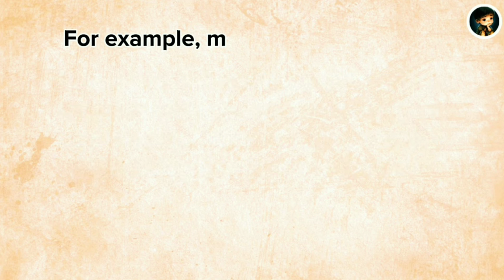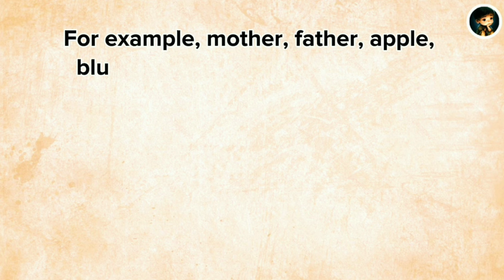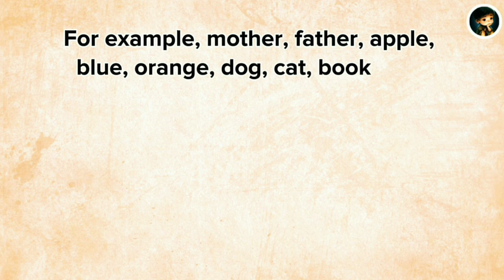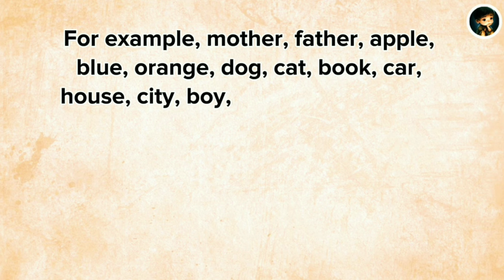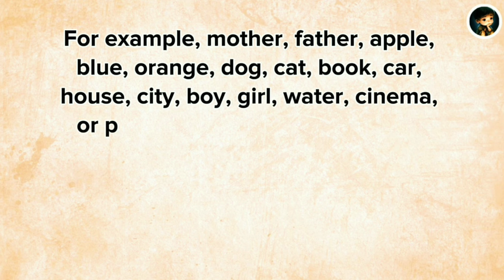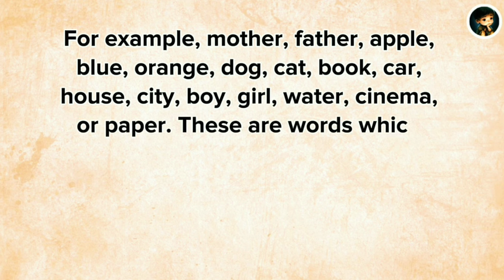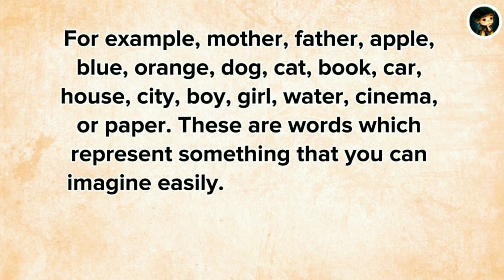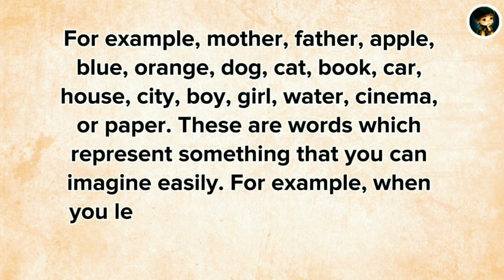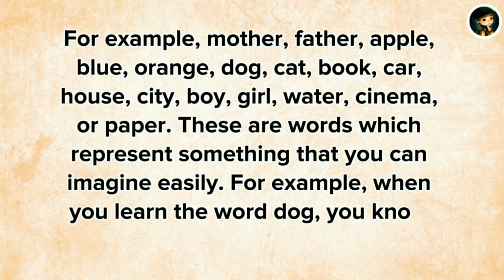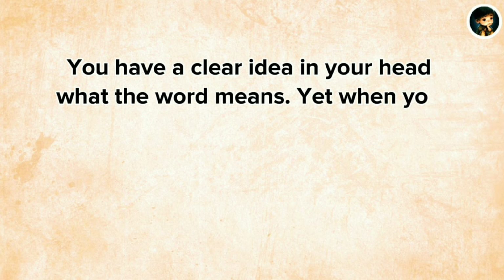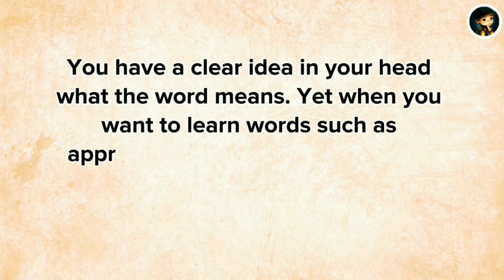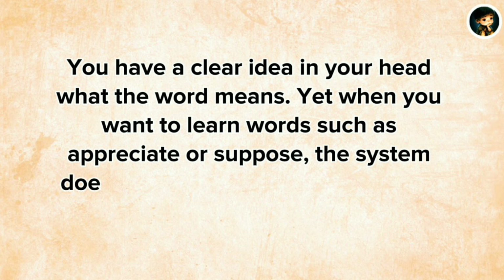For example, mother, father, apple, blue, orange, dog, cat, book, car, house, city, boy, girl, water, cinema, or paper. These are words which represent something that you can imagine easily. For example, when you learn the word dog, you know immediately what it is. You have a clear idea in your head what the word means. Yet when you want to learn words, such as appreciate or suppose, the system doesn't work well.